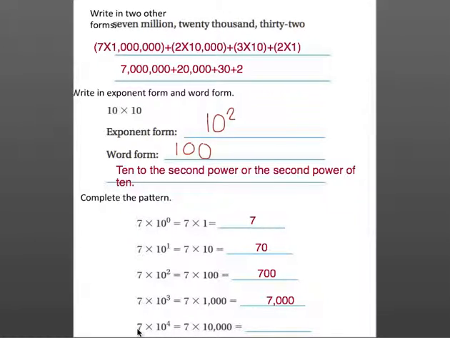And our last one is 7 times 10 to the fourth power. Well, 10 to the fourth power is 10,000. Well, 7 times 10,000 is 70,000. So if you can see, as the exponent goes up by 1, the 0 in our number goes up by 1.